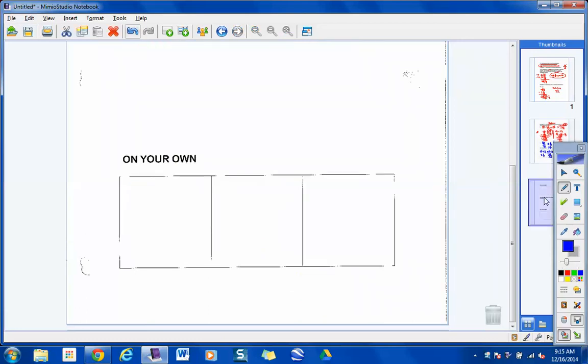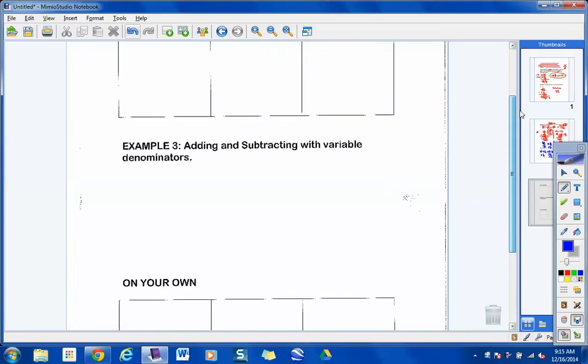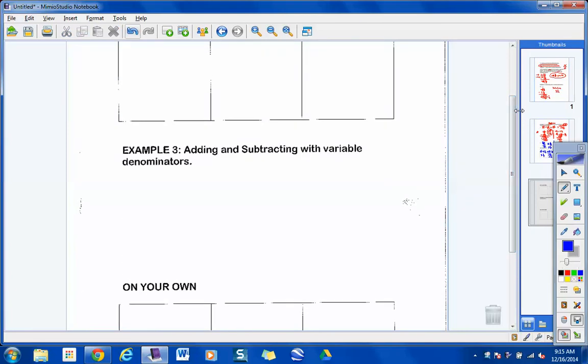The "on your own" is a typo up at the very top. So I'm going to get to example 3, and then I'm going to leave you with some on your own problems to give a shot for tomorrow. Okay, it says adding and subtracting with variable denominators. Variables in the denominator. Idea being here that everything is still a common denominator. So here we go. Let's say that you've got 6 over 21a plus 8 over 21a.